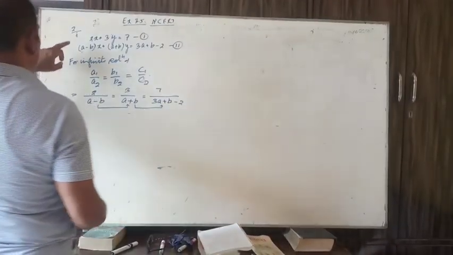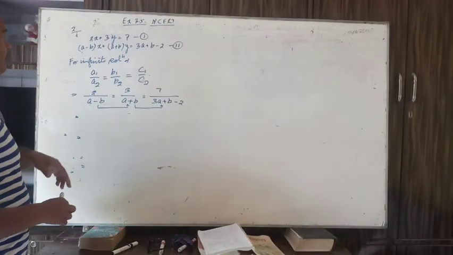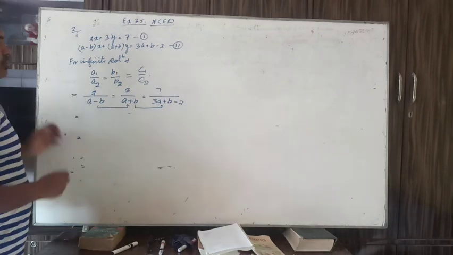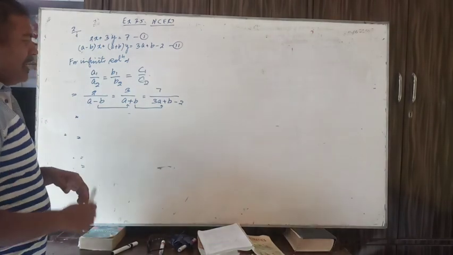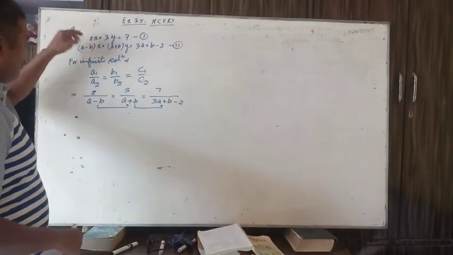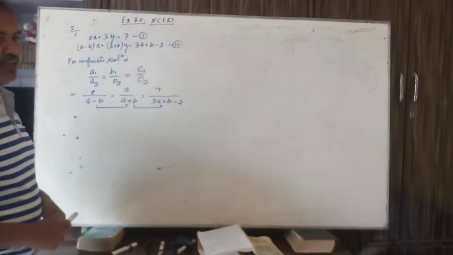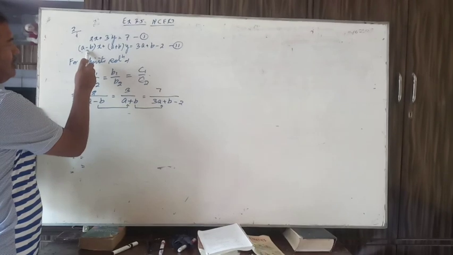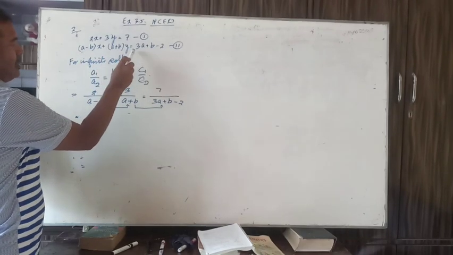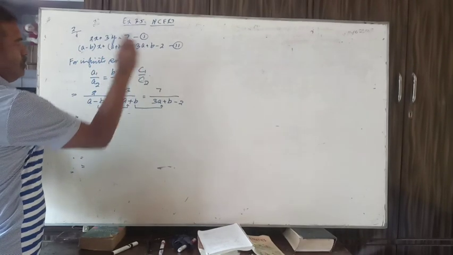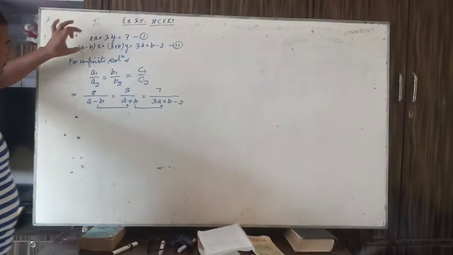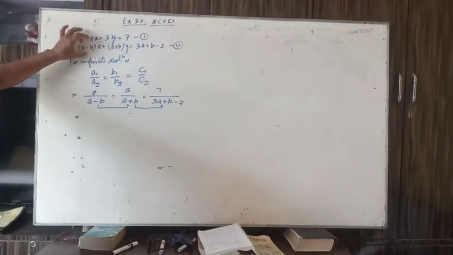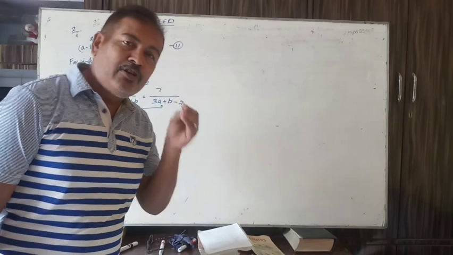I would like to take one question, that is question number 2. In this question, for infinite solutions, for these two equations, we have to find a and b. The equations are 2x plus 3y is equal to 7, and (a minus b)x plus (a plus b)y is equal to 3a plus b minus 2. This is equation number 2. This system of equations has an infinite number of solutions.